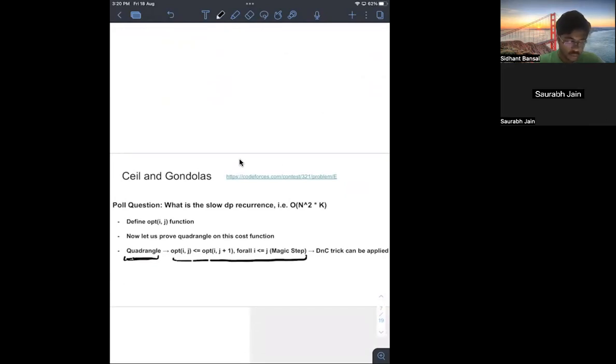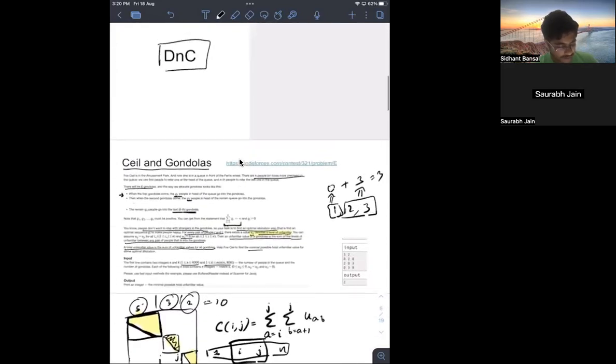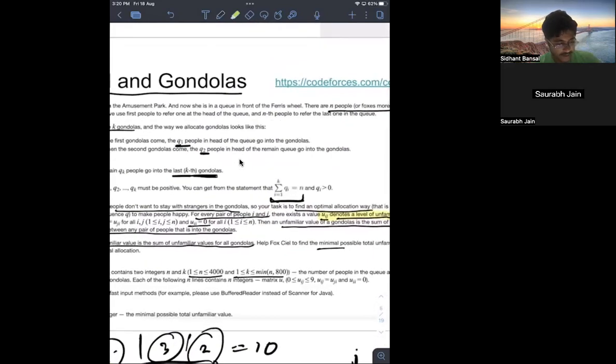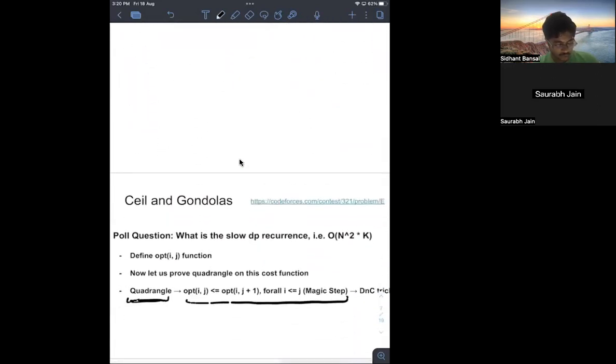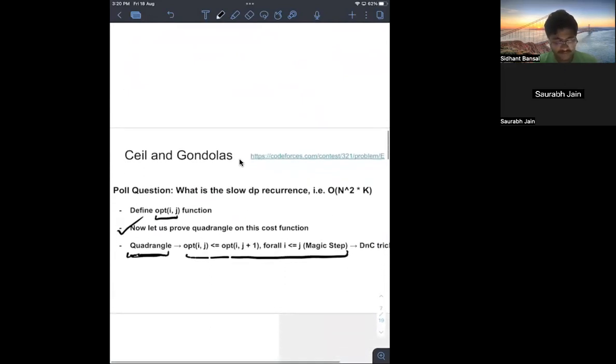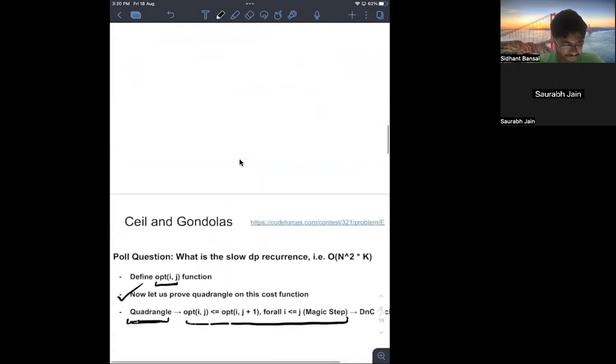Just as a poll question, what will be the slow recurrence for this question? Your constraints were n and k. We'll first go over the slow solution, which is order n squared k. Once we have the slow solution, I'll define the opt function, which is a very common function that we define in DP optimization of this sort. And we have already proven that the quadrangle inequality is satisfied for this question. And then we'll go on to the divide and conquer trick.